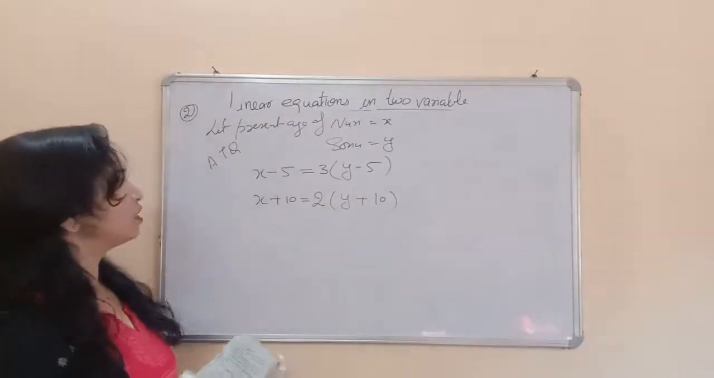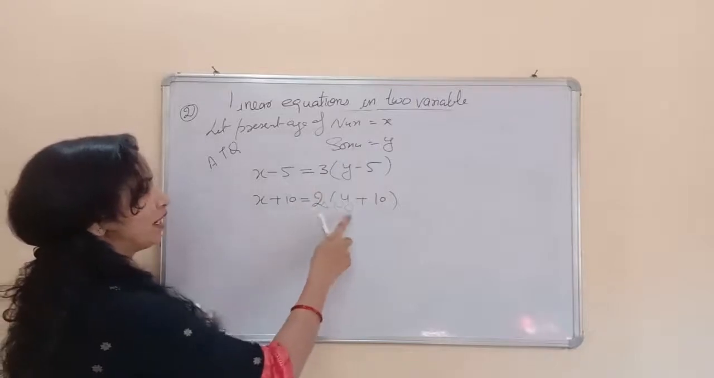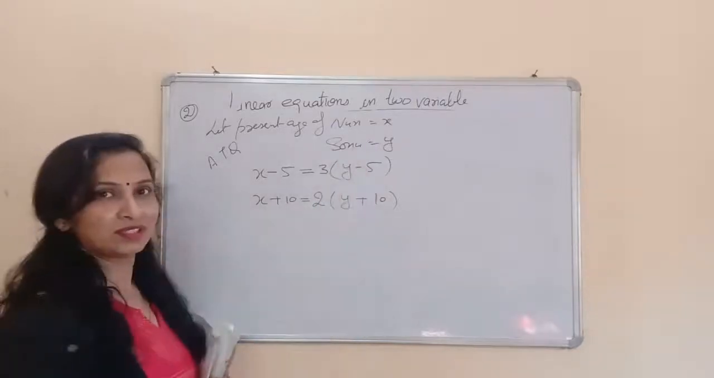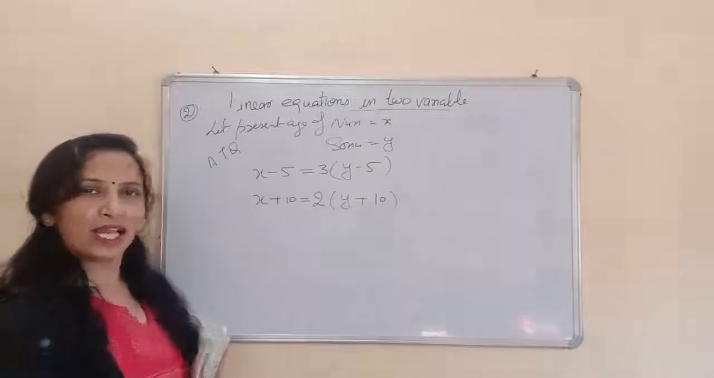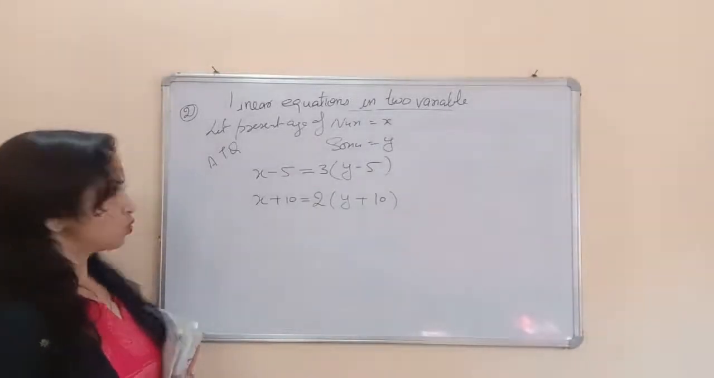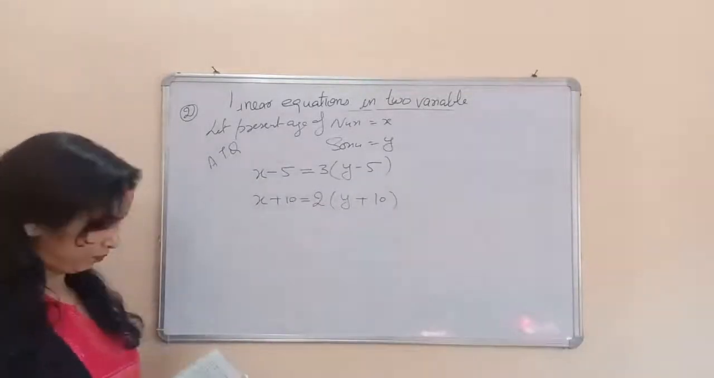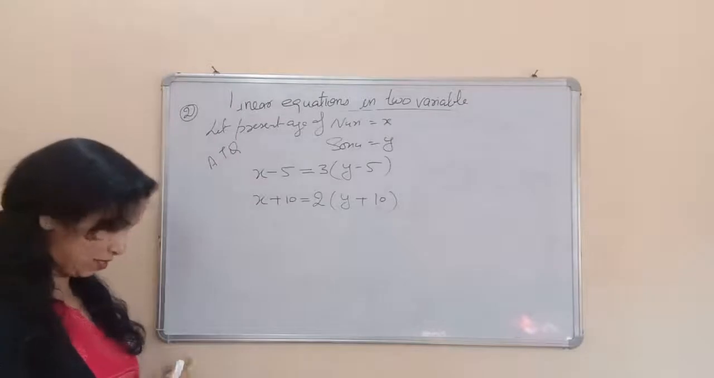Again, you will simplify the equations by multiplying 3 with both the terms, like y and the 5, by opening the bracket. Then you can simplify the equations and solve them by the elimination method. So you can solve it yourself. It's a very easy question. Or in case of doubt, you have the Zoom class.